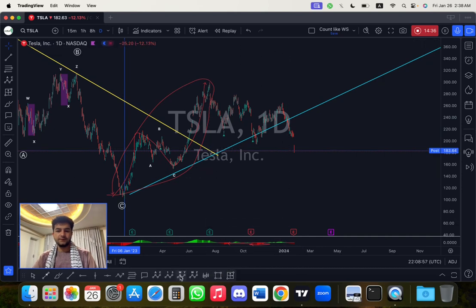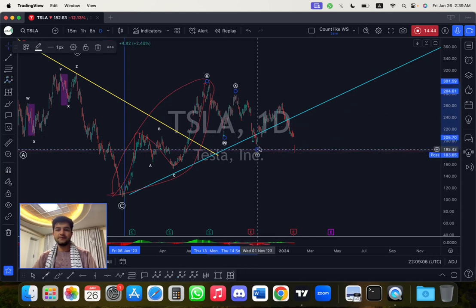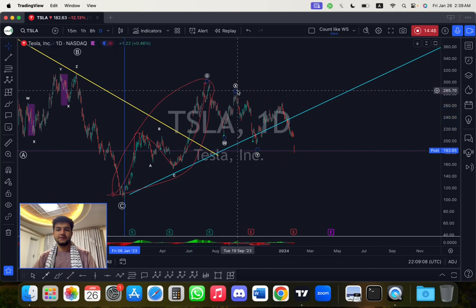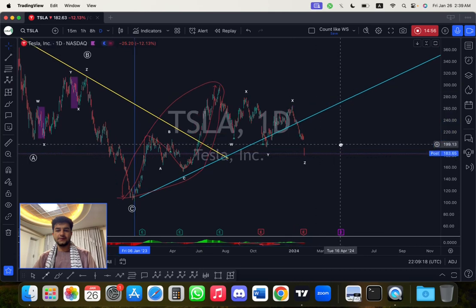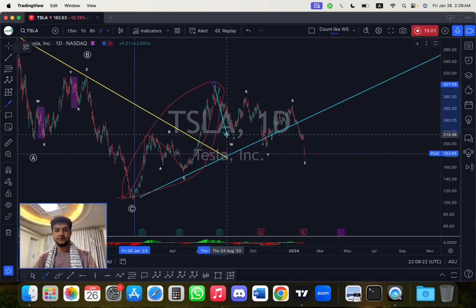Let me do first the codification. So instead of getting an ABC, we got a what? A W, X, Y, X. Where is this? A W, X, Y, X, Z, where your W and Z are equal in size. Let's see if they are.